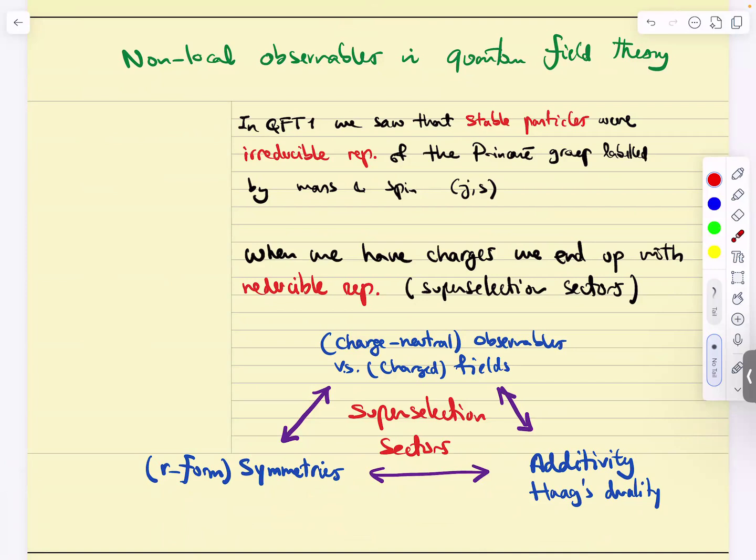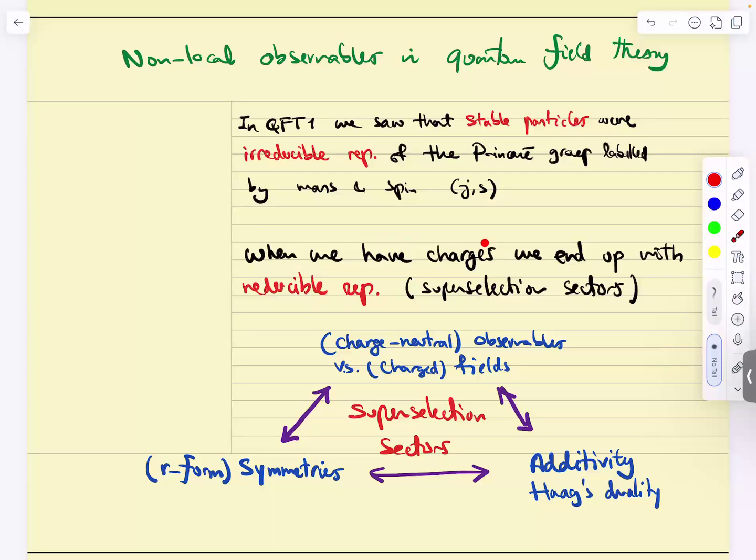In quantum field theory 1, we saw that stable particles, I think in retrospect, this section should have been before the beta functions of SU(N) and so on, but there's a little bit of discontinuity. So there's a sharp transition. I apologize about that. In quantum field theory, we saw that stable particles were irreducible representations of the Poincare group labeled by mass and spin, (m, s). Right? That's what we call a stable particle. Then unstable particles were resonances. We discussed that as well, but that's not our discussion today.